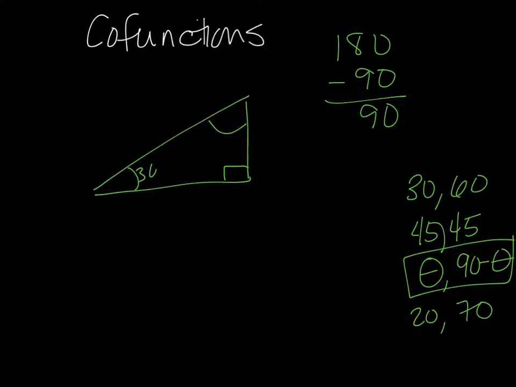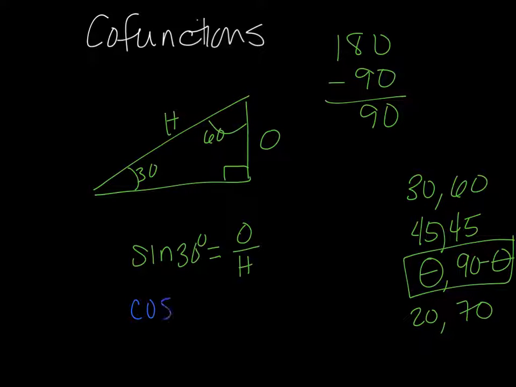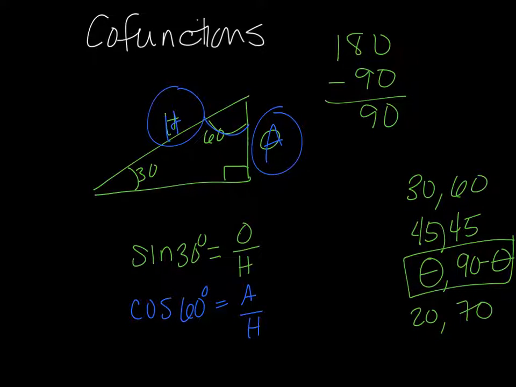Okay, so I'm just going to put a 30 here and a 60 here just to have something to say. So let's talk about the sine of 30 degrees. Sine of 30 degrees is opposite over hypotenuse, right? Opposite over hypotenuse. Well, let's now talk about the cosine of 60 degrees. Cosine of 60 degrees, remember right here, cosine is adjacent over hypotenuse. And if you'll notice, we talked about the exact same sides. So that means sine of 30 degrees is the same thing as cosine of 60 degrees.